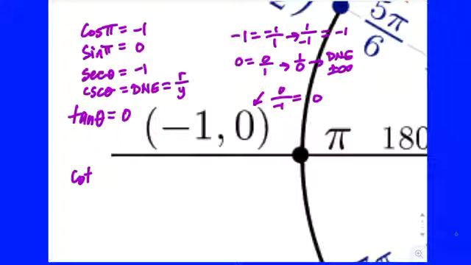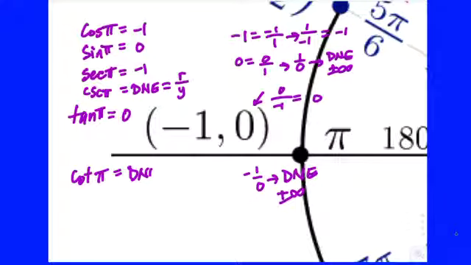What's cotangent? I'm putting theta, but I should be putting pi the whole time. It's the same thing. Let's put pi. Secant of pi, cosecant of pi, tangent of pi. What's cotangent of pi? X over y? Negative 1 over 0. It's also DNE because it's some type of infinity. So DNE would work fine.